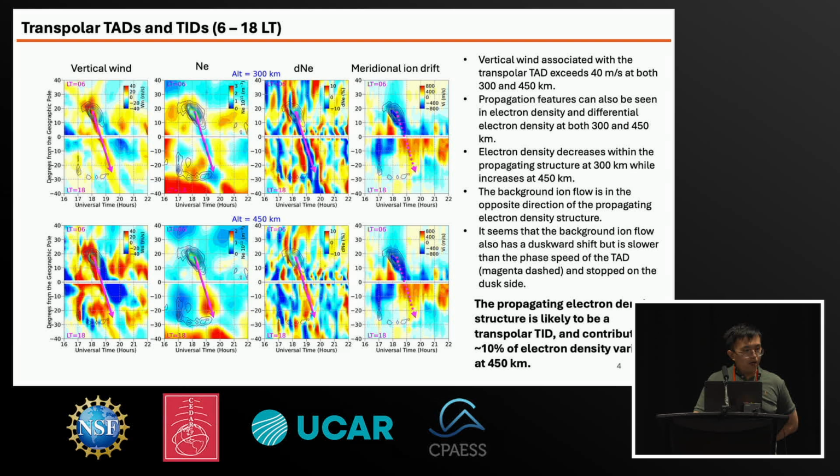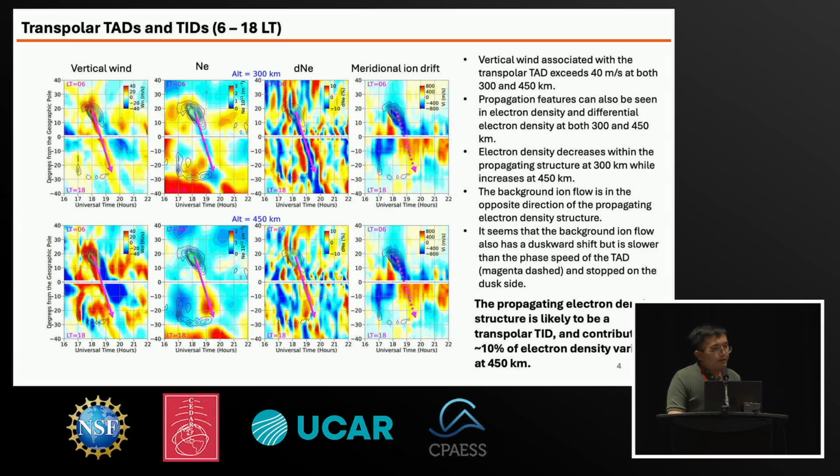At 450 kilometers, again, we can see the TADs in the vertical wind, and simultaneously, we can also see some propagating structures in the electron density. But at this altitude, the neutral wind, the TADs or TIDs tend to increase the electron density at 450 kilometers. Again, if we do the detrending, we can also see some propagating structures, while it might be a little bit noisier than what we saw at 300 kilometers.